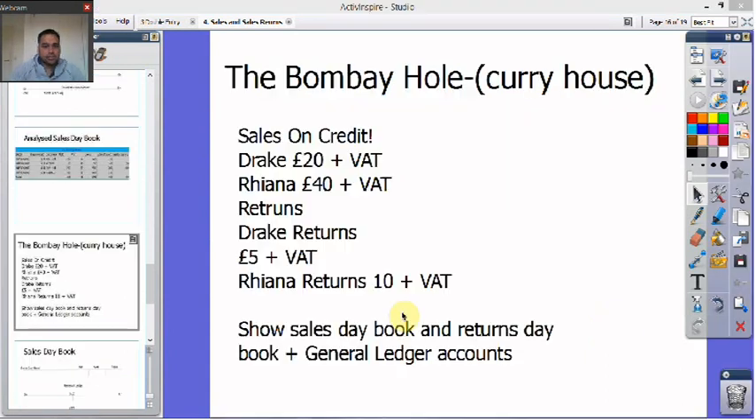So this is a way of checking your accounts basically and having extra information in it. Okay, now we're going to look at the Bombay Curry House.